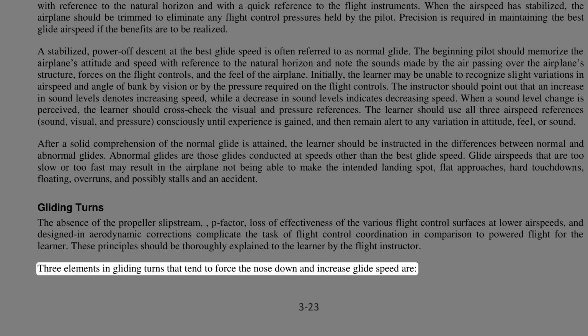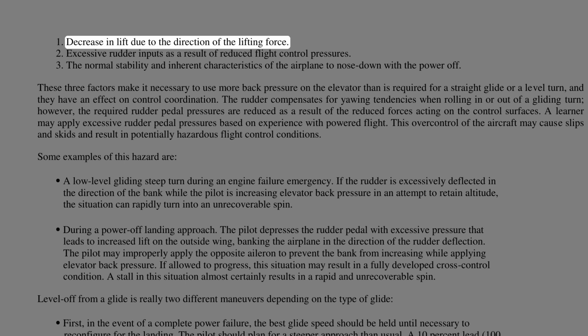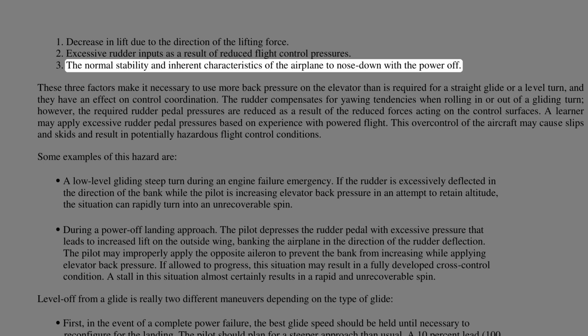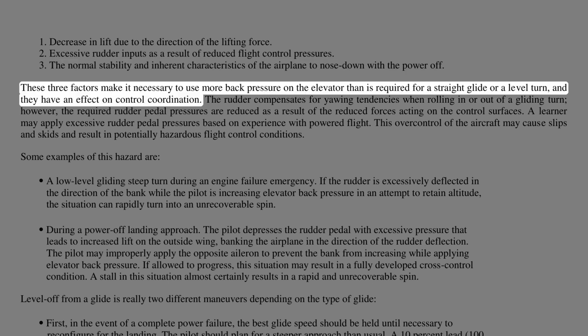Three elements in gliding turns that tend to force the nose down and increase glide speed are: decrease in lift due to the direction of the lifting force, excessive rudder inputs as a result of reduced flight control pressures, and the normal stability and inherent characteristics of the airplane to nose down with the power off. These three factors make it necessary to use more back pressure on the elevator than is required for a straight glide or a level turn, and they have an effect on control coordination.